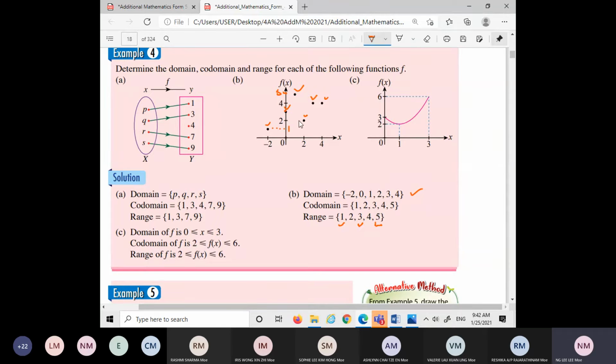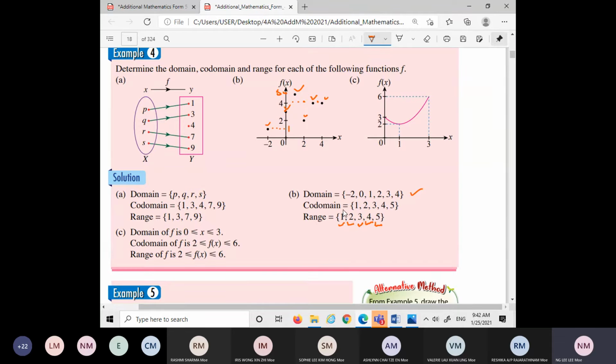Then how about this point? This point, the fx is 2, so you have 2 here. These two points, the fx is the same value, so you have a 4. Then you have 4 here. Therefore, the range is 1, 2, 3, 4, 5. The codomain is the same.